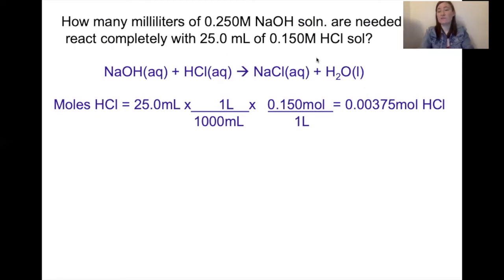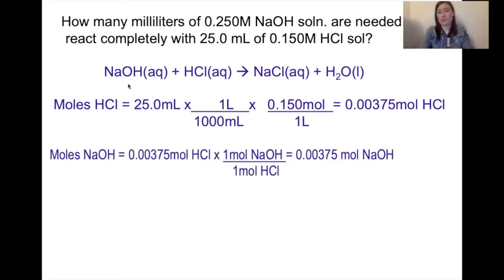So for the acid, we can figure out the moles of acid, right? We can do that by converting from milliliters to liters, right? And then the molarity is really a conversion between moles and liters, right? It's telling us there's 0.15 moles per 1 liter. So once we convert to liters, then we just multiply times 0.15 moles per liter to get the moles of HCl.